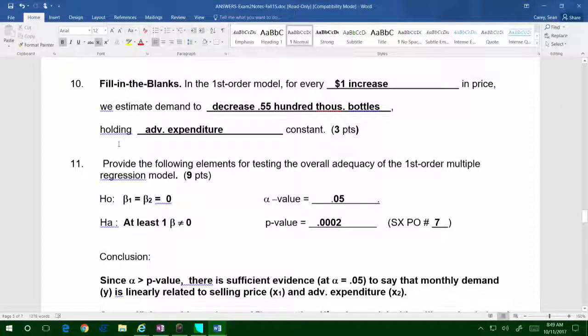Number 11, provide the following elements for a test of the overall adequacy of the first order model. This is the global F test. So obviously H0 is the betas in our model simultaneously equal to 0, the 2 betas, beta 1 and beta 2. I'm letting you pick alpha, so I'll pick 0.05. HA is at least 1 beta, not 0. That's always the case for multiple regression.